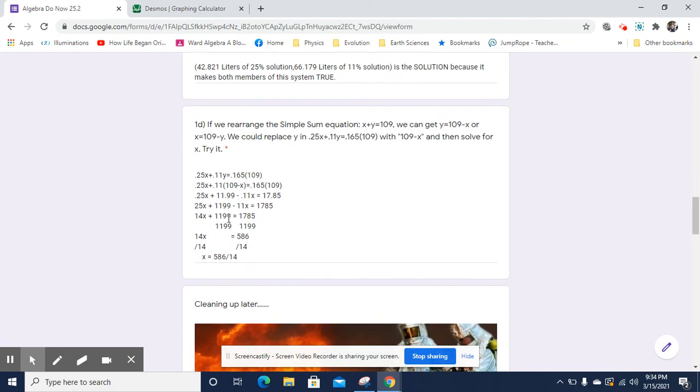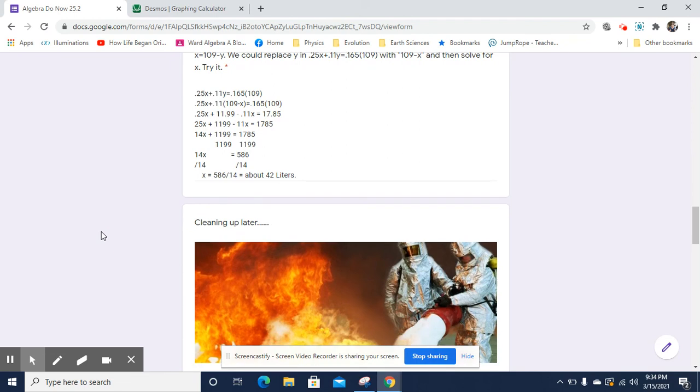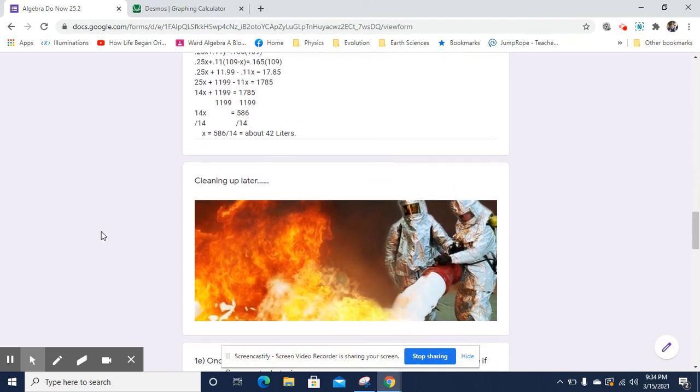As you can see, I am not a fan of the substitution method, but it is an important method, and there's a lot of things to keep track of along the way. So I'm just going to double check here. 165, yes, I didn't copy anything wrong. Okay, well, I'm going to accept that as close enough for right now. About 42 liters by this calculation. And then cleaning up later, I will sort that out.